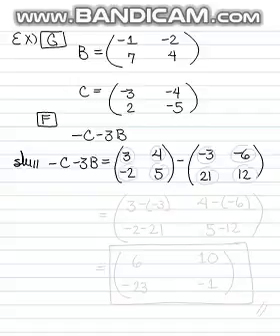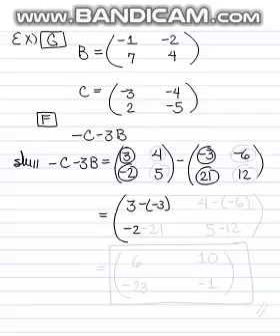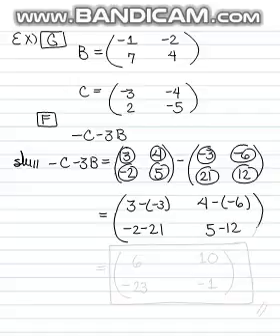All right, let's simplify. In the upper left entry, I have +3 minus a -3. In the lower left entry, I have -2 minus 21. In the upper right, I have 4 minus a -6. In the lower right, I have 5 minus 12. Okay, let's clean it up.